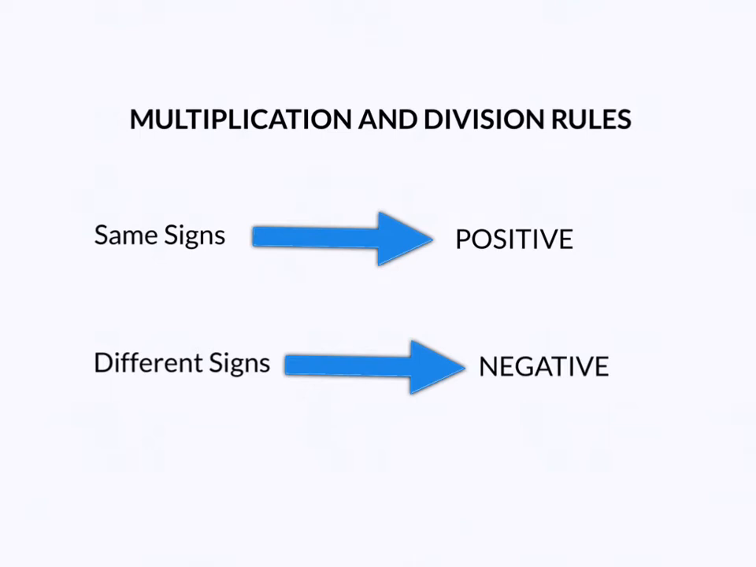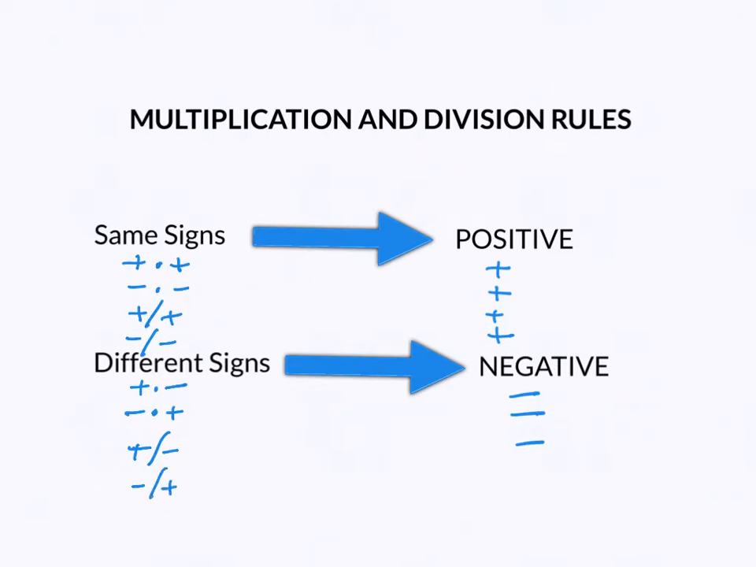So if you have a positive times a positive, it's going to be positive. If you have a negative times a negative, it's going to be positive. If you have a positive divided by a positive, it's positive, or a negative divided by a negative, it's going to be positive. And for different signs, a positive times a negative will be negative, a negative times a positive will be negative, a positive divided by a negative is negative, and a negative divided by a positive is a negative. Very easy to remember. Same signs, positive, different signs, negative.